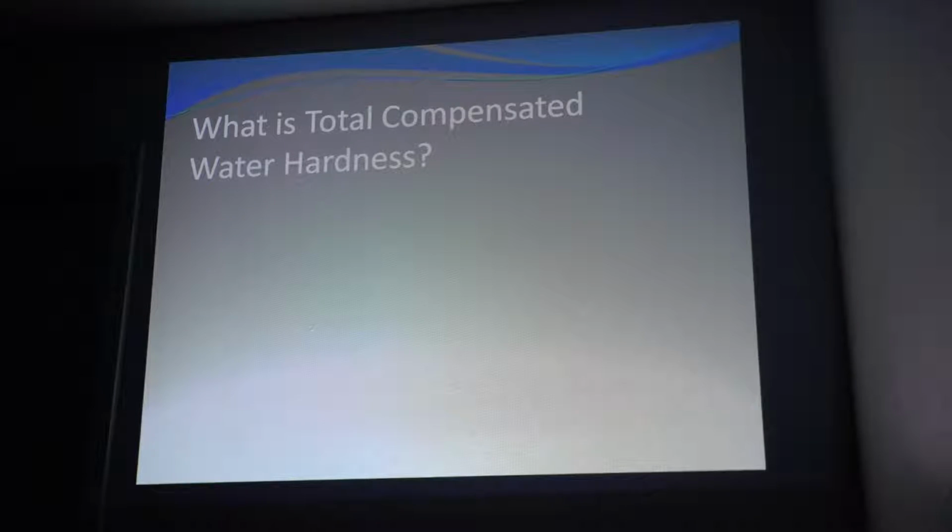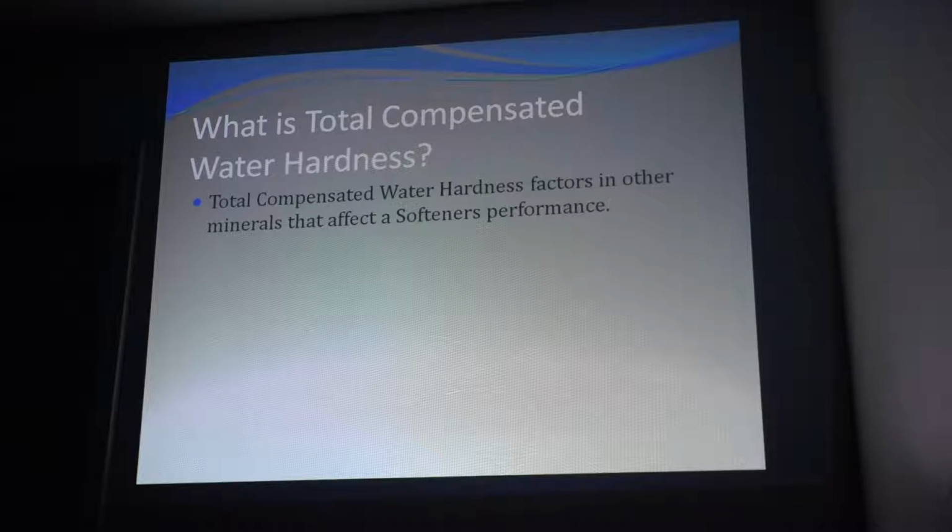What is total compensated water hardness? You might hear that. Sometimes we'll talk about total compensated hardness. You might have heard that through the years. Total compensated water hardness factors in other minerals that affect a water softener's performance. For example, the big one is iron.